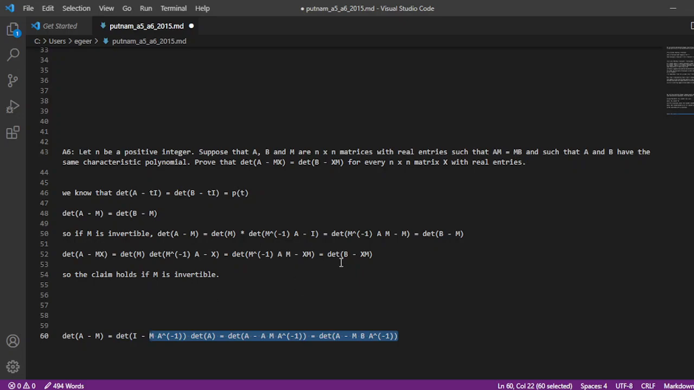I could also do it like this. So I could do it A inverse M determinant A, and this would be inverse M determinant B, and then I could just multiply. So I would get B minus A inverse MB, right? And this would be determinant B minus A inverse AM. So this would be the determinant of B minus M.